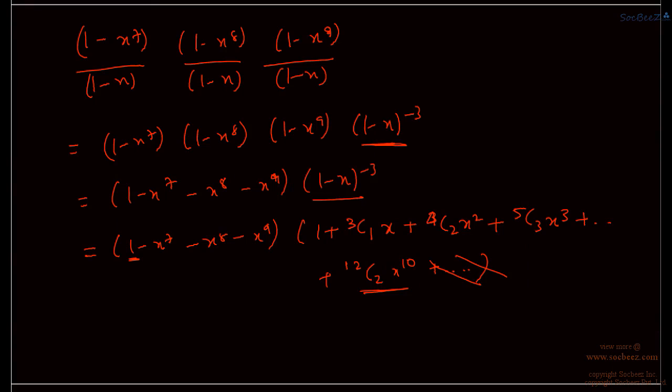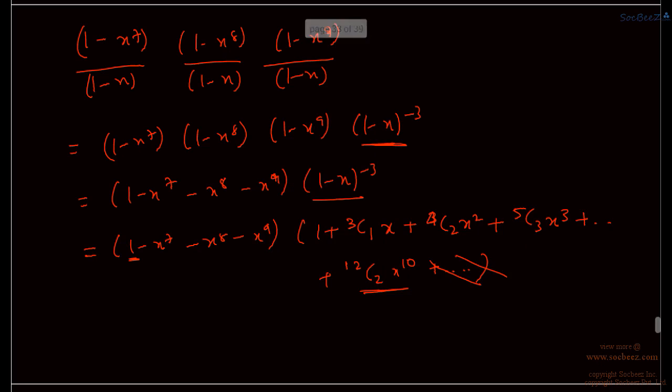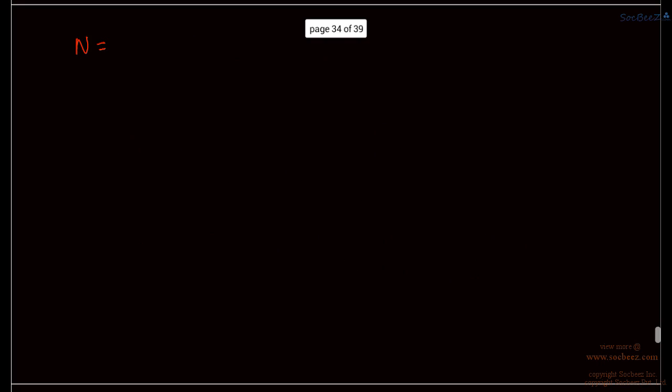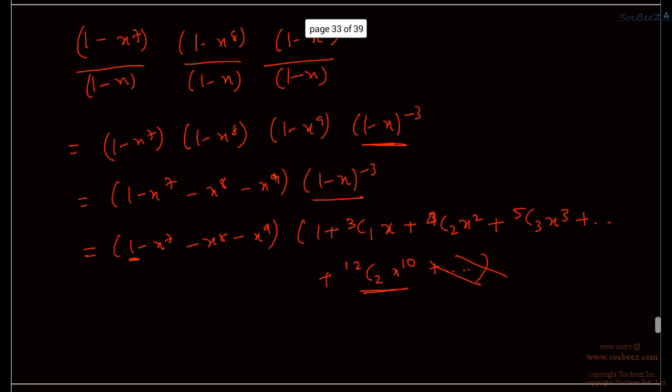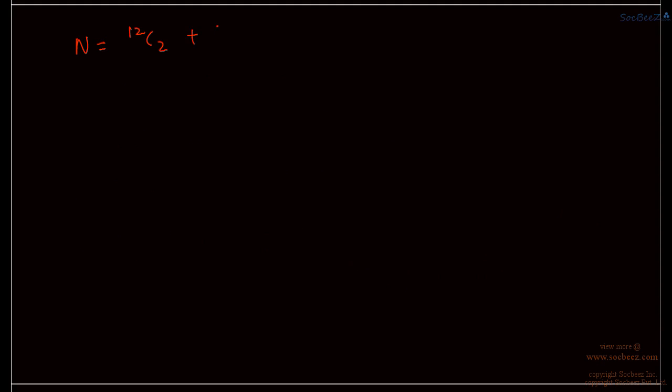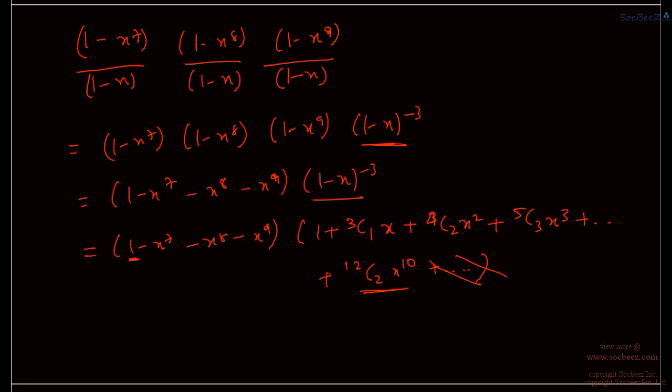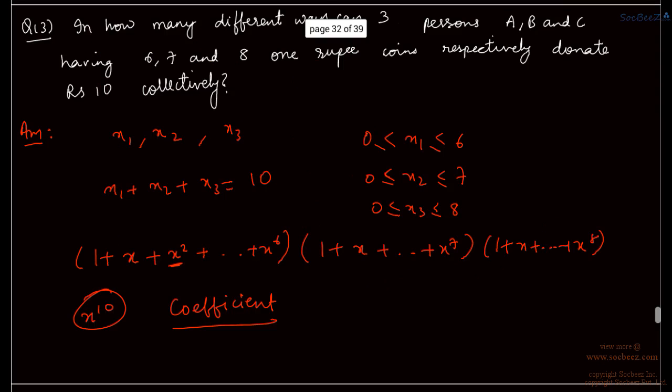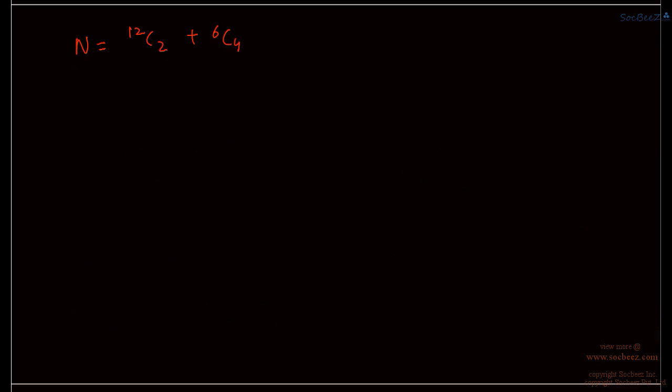Okay. So the way I get my coefficient is nothing but 1 into 2, which is 12c2, right? That is 12c2. I have x power 7 here. X power 7 will be multiplied by x power 3. That will give me x power 10, and hence the coefficient corresponding to that is 6c4, right? 5c3 for x cube, 5c3.